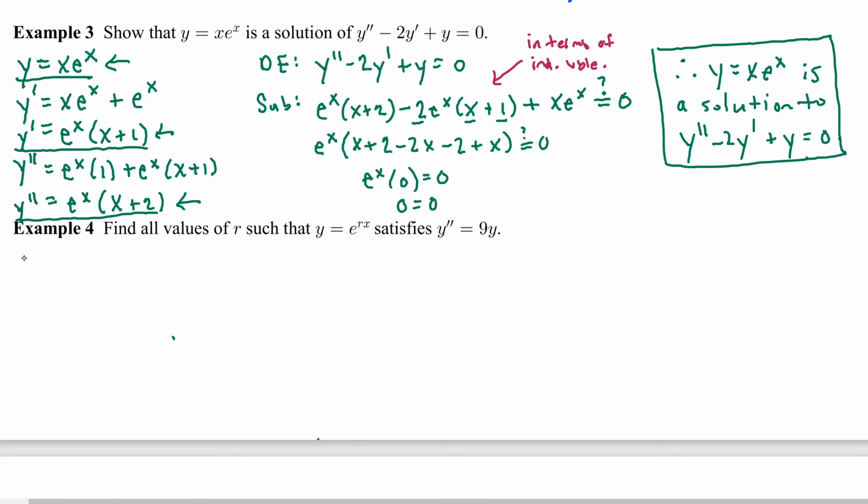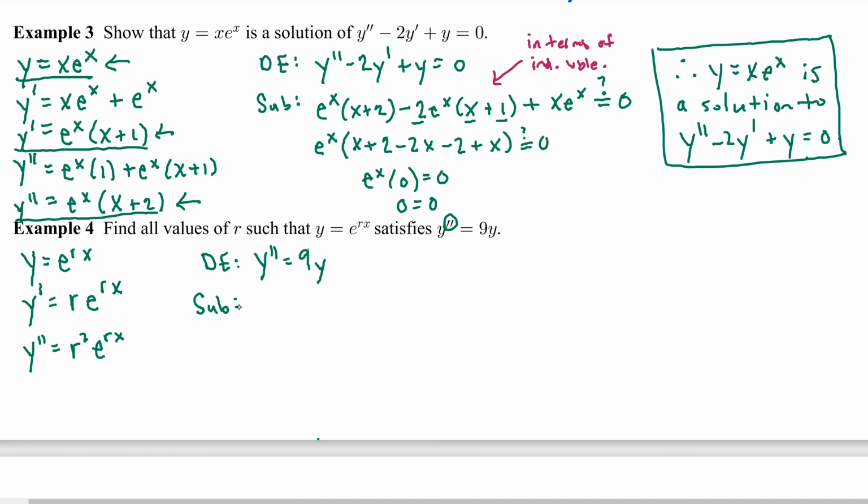That is, we're going to take our solution y equals e to the rx. We're going to need to find the first two derivatives, remembering that r is a constant. The first derivative is r e to the rx, and the second derivative then would be r squared e to the rx. Our differential equation, second order, this one would be linear and homogeneous. You'll learn all of that very shortly. We're going to substitute what we found for derivatives into this differential equation. So we're going to start with y double prime, which is r squared e to the rx, equals 9 times y, and y is e to the rx.